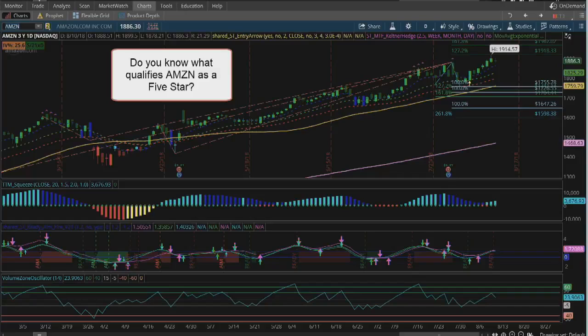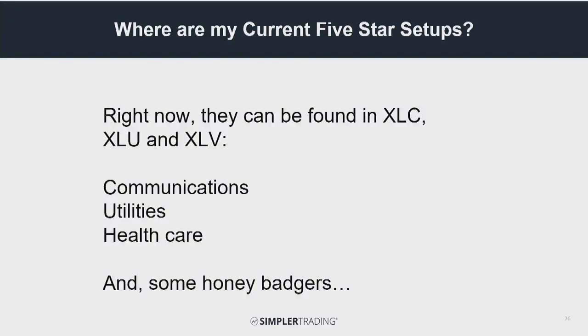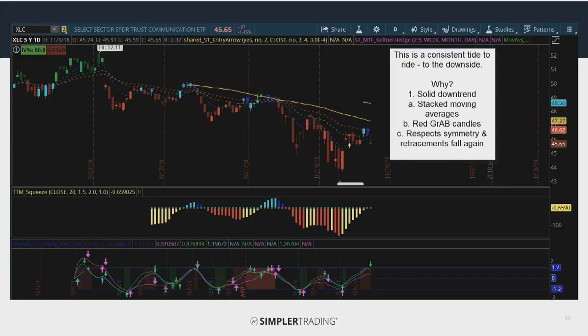So what we do in the options room is, we just sit and wait and we stalk these things. When we find charts that look like that, we stalk them and we wait till they have a distinct moment in time, and then we strike with our options. So what are the current 5 stars? Right now, honestly, I'm focusing on the communications sector. I don't know if you know, but there's a new communications sector that has the likes of Netflix, Facebook, Google. And that is in a solid downtrend. So we're looking at those to the short side. Utilities and healthcare, like I said, upside, and some honey badgers.